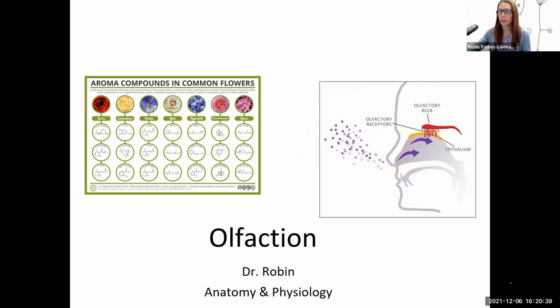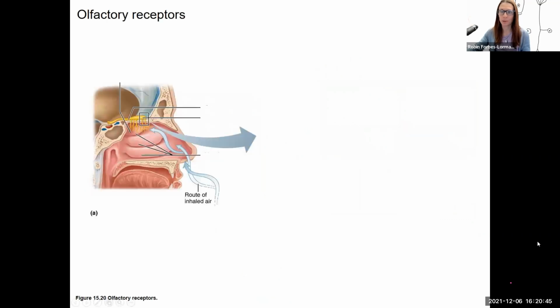So if I can get it to switch slides here, which apparently I can't. There we go. So let's dive into olfactory receptors and the organ. Now I have a different size than I tend to like.